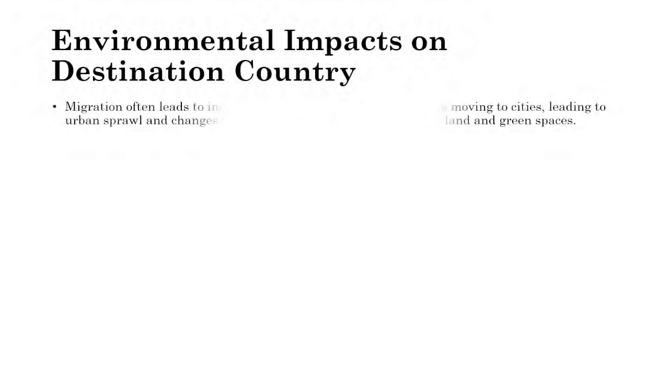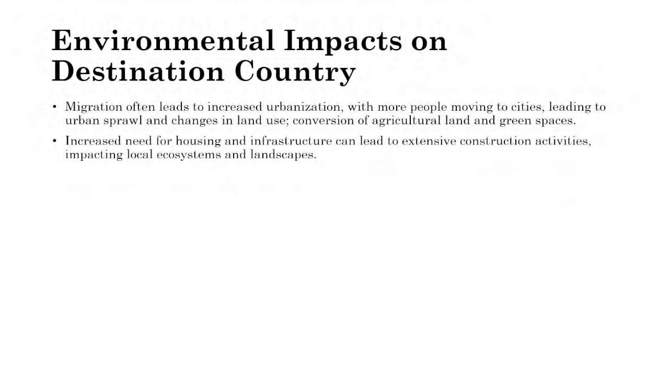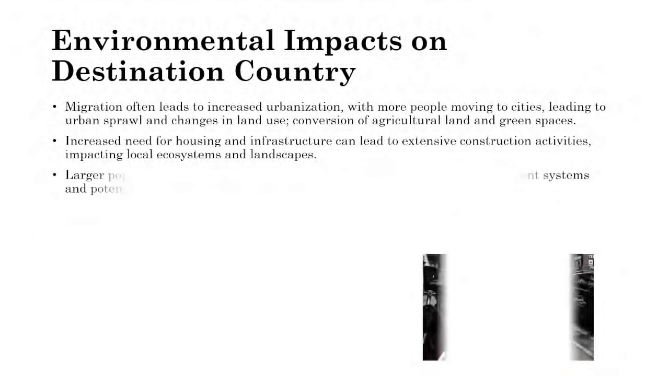What are the environmental impacts in the destination country? Well, we can see urbanization with lots of people moving to cities, causing urban sprawl, which is uncontrollable urban growth, as well as changes to the land, where we turn agricultural land into very densely populated urban developments. But we also see green spaces develop within those cities. We see an increased need for housing and infrastructure because we have to support more people now, and that can lead to lots of construction activities, and that can impact ecosystems and landscapes.